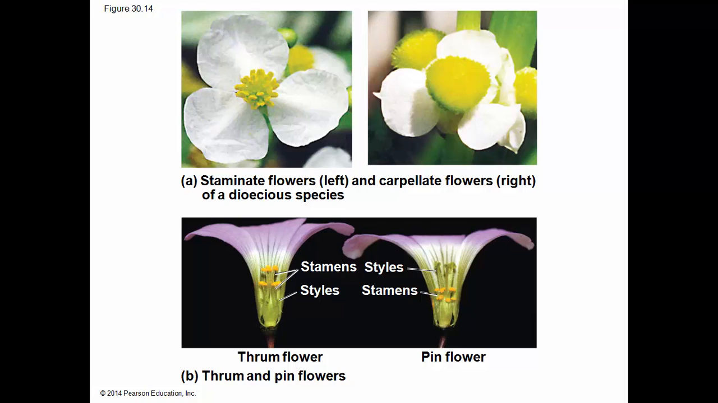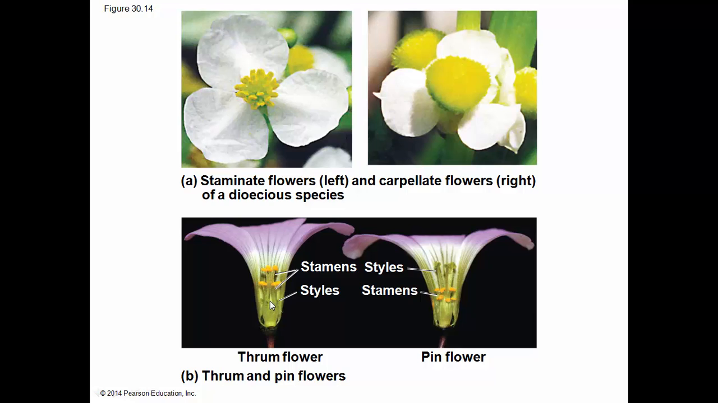The insect foraging for nectar would collect pollen on different parts of its body. Thrum pollen would be deposited on pin stigmas and vice versa. So here you've got your stamens. You have your little insect crawling in here. It gets the pollen on it in this way.